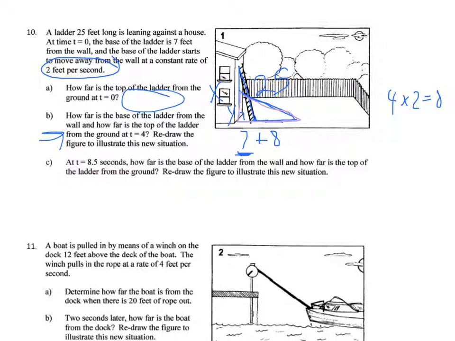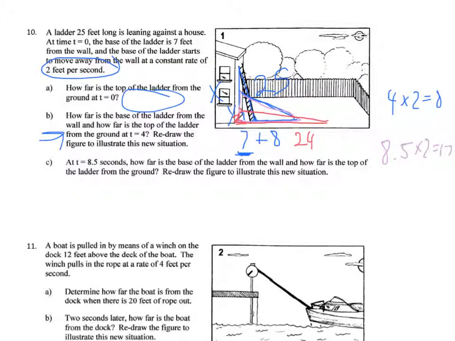And the last one says 8.5, so we're going to do the same thing. 8.5 times 2 is 17, which means it already was 7 feet away. So now this new triangle is 7 plus 17, which is going to be 24. And it's going to be up against the wall like that. It's still got a length of 25. What is, we'll say z right here, the height of that. So we got a really smaller triangle.